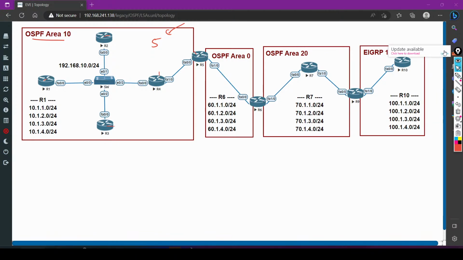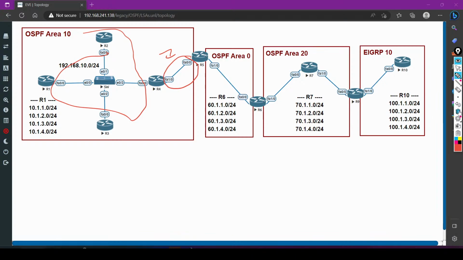How many DR will be there in this domain, guys? Only one, sir. One DR will be there in this segment and one DR will be there on this segment. Yes or no? Different segment. Yes, sir. But here we need to configure what network type? Point to point. Yes or no? Because here I don't think that DR and BDR is required. What do you think? Not required.